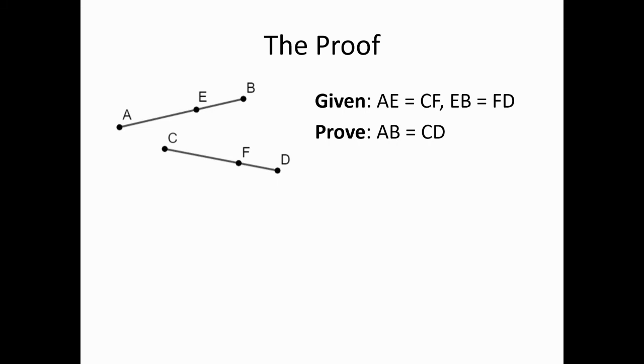Let's say that we know that AE is equal to CF. That is, a piece of one segment is equal to a piece of the other segment. And then moreover, EB is equal to FD. So a second piece of one is equal to a second piece of the other. Then it follows that the wholes, that is AB and CD, are equal. And guess what? It's going to be segment addition postulate and probably substitution, because those equations in the given allow for substitution.